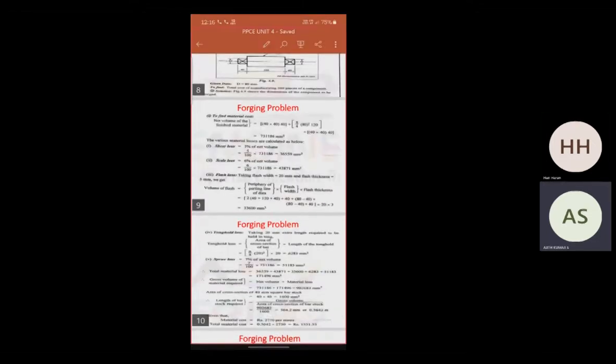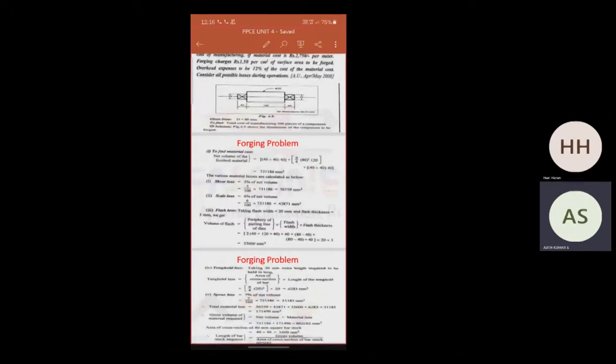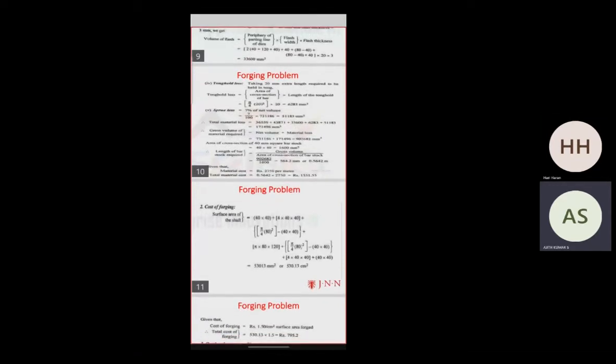Here you can see 40 into 40 is the cross section of the square section, and pi by 4 d square is the surface area of the cylinder, and the surface area of a square, another cross section, is equal to 40 into 40. So the surface area of the shaft is equal to 530.13 centimeter square, and the cost of forging is already given as 1.50 per centimeter square. So we multiply 1.5 with 530.13, and we get the total cost of forging equal to rupees 795.2.